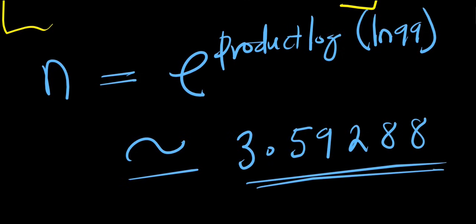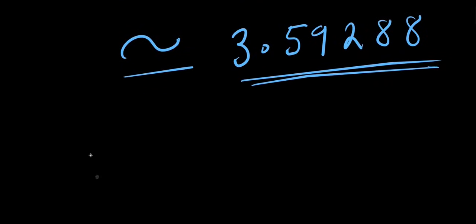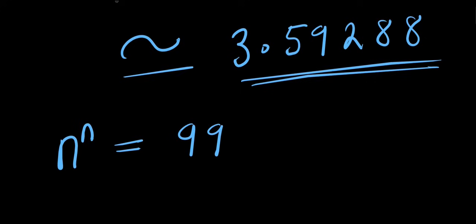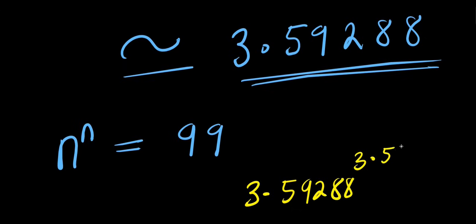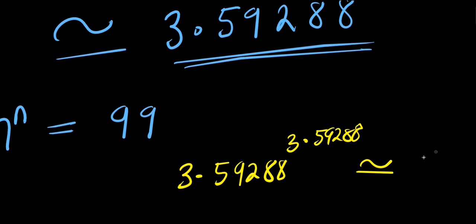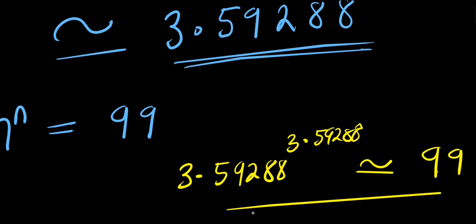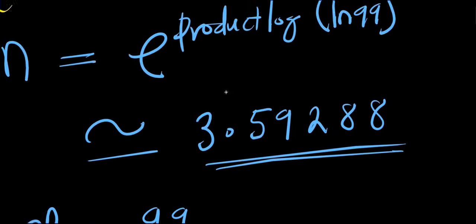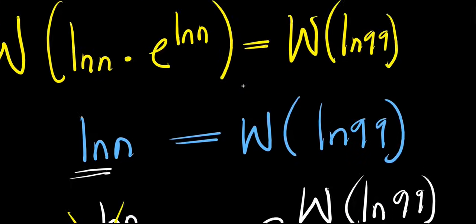Now this simply means that if you raise this to the power of itself, since we had n power n equals what? 99. So if you raise this to the power of itself, 3.59288 to the power of 3.59288, this will give you an approximate value of 99. So this becomes our answer. So ladies and gentlemen, that is the value of n that satisfies this equation.